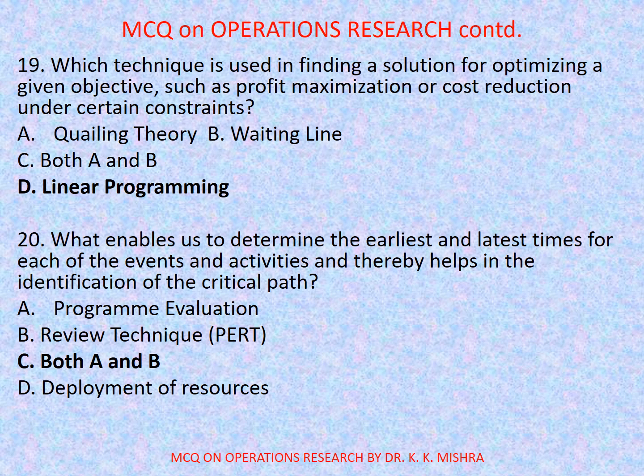Question number 20. What enables us to determine the earliest and latest times for each of the events and activities and thereby helps in the identification of the critical path? Options are A, program evaluation, B, review technique, C, both A and B, D, deployment of resources. So actually it is program evaluation and review technique. So correct option is C, both A and B.